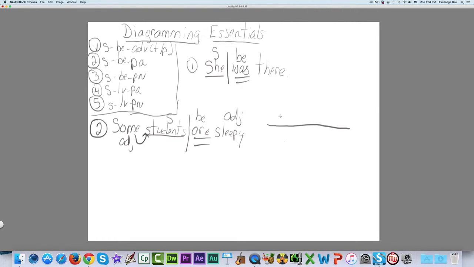So the first word I'll include is "she," my simple subject. I then draw a line that separates my subject from my predicate. And remember, we did that when we did the sentence analysis. We drew this line that separated the complete subject from the complete predicate. We'll do the exact same thing here. And so on the other side of the line, we include our to-be verb, "was."